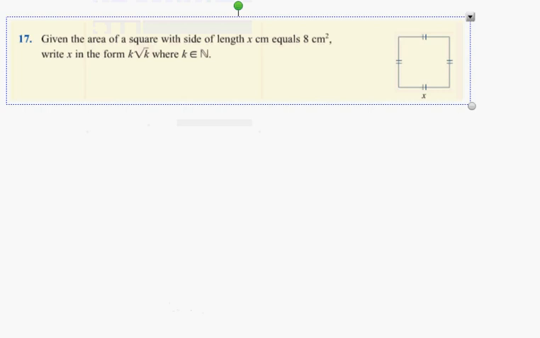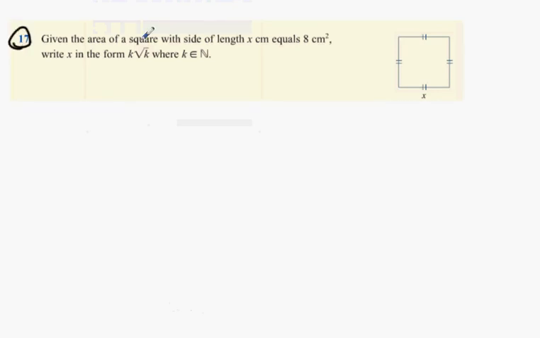Okay guys, look at this one. 17. Given that the area of the square has a length of side x, it's a square, that means all the sides are x. The area of the square equals 8. Write x in the form k root k, where k is an element of N. Okay.